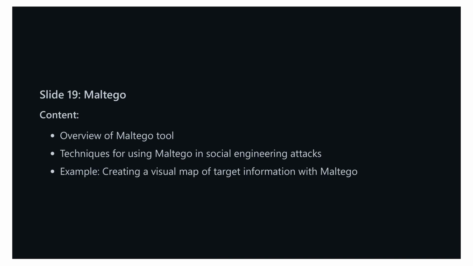For example, you can use Maltego to create a visual map of a target's information by combining various data sources. This can include social media profiles, domain registries, and public records, all linked together to provide a comprehensive view of the target's digital footprint. In the next slide, we will move on to discussing Recon-ng, another valuable tool for conducting open source intelligence, OSINT, gathering. We will see how it can be utilized for extracting detailed information on targets.